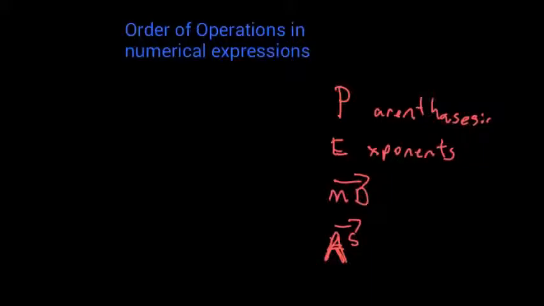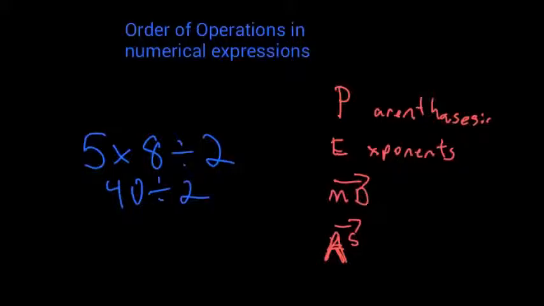So let's say we had 5 times 8 divided by 2. In this problem, we have no parentheses, we have no exponents, so we do multiplication and division left to right. So I'm going to do 5 times 8 first. 5 times 8 is 40, divided by 2 is 20.